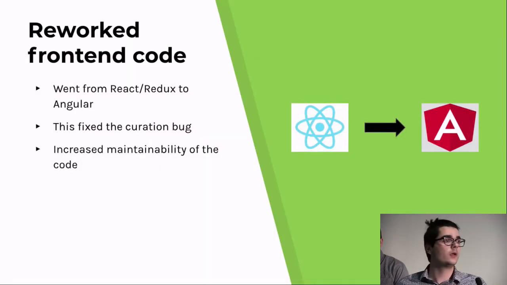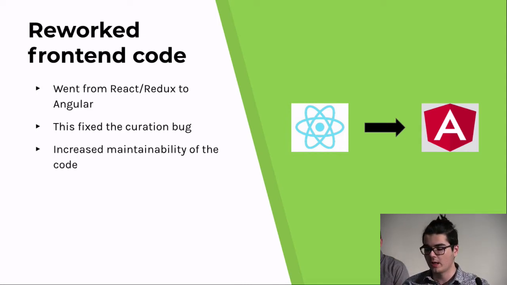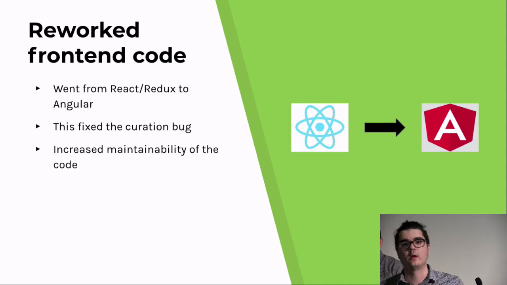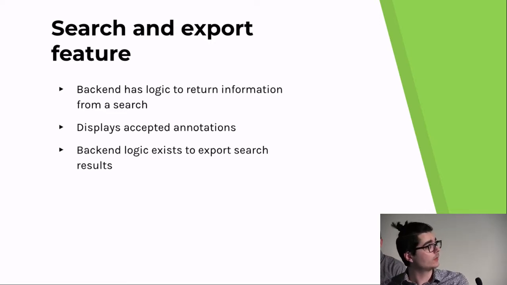We did an entire front-end rework. The original system when we inherited it was React Redux-based, and we switched it to Angular. This fixed that initial curation bug we were running into, and so it all worked properly. Switching to Angular helped because it's something we were all more familiar with, and it helped us understand the code better. We also added the search feature that was in the demo. That was requested by the sponsors and something the second team couldn't get to, but we picked it up and got a search feature running.